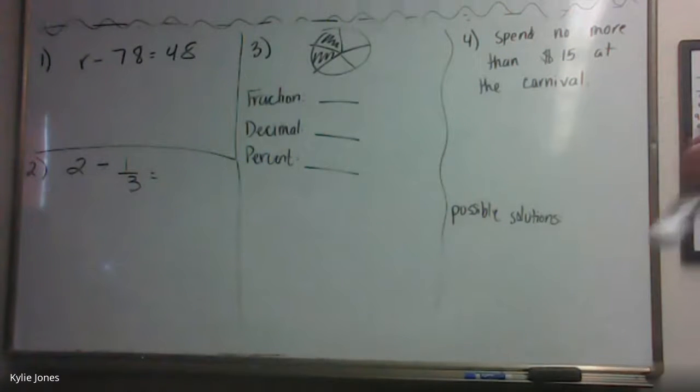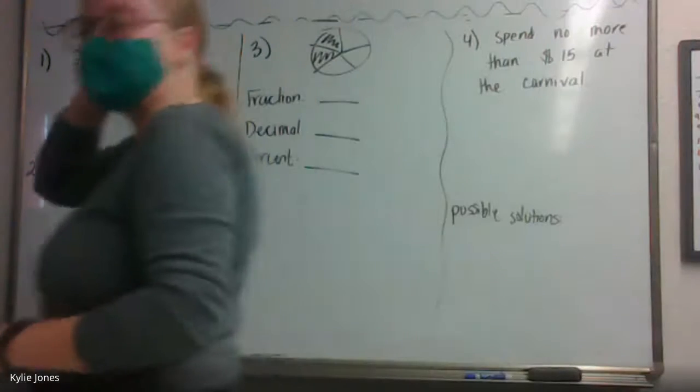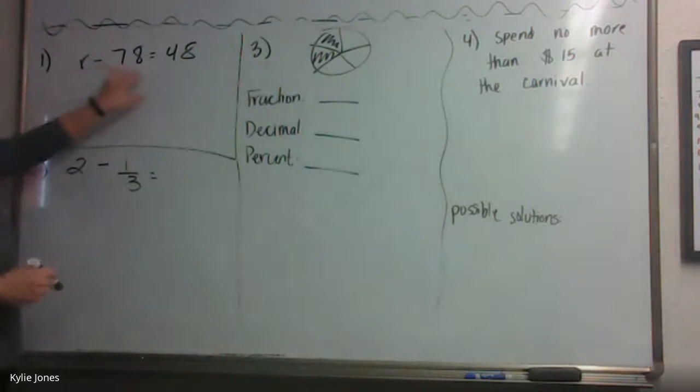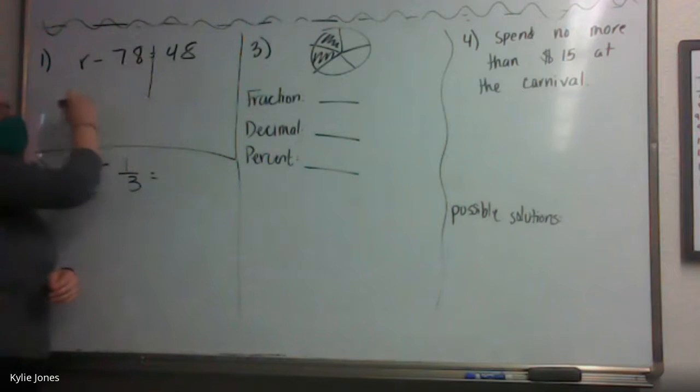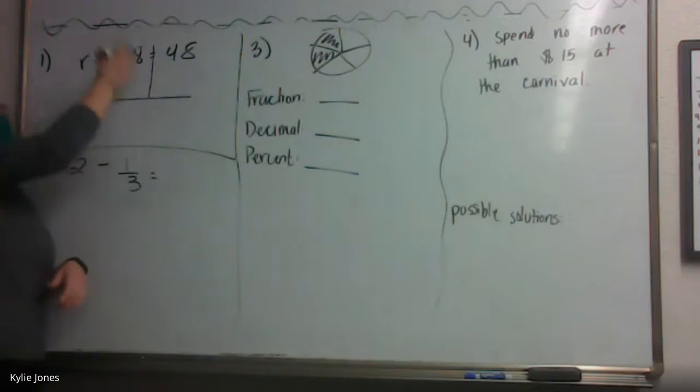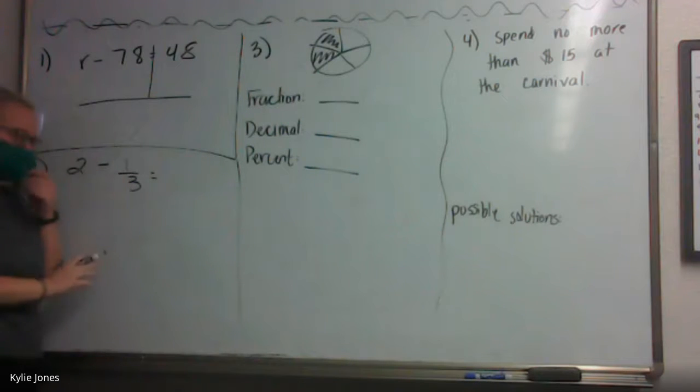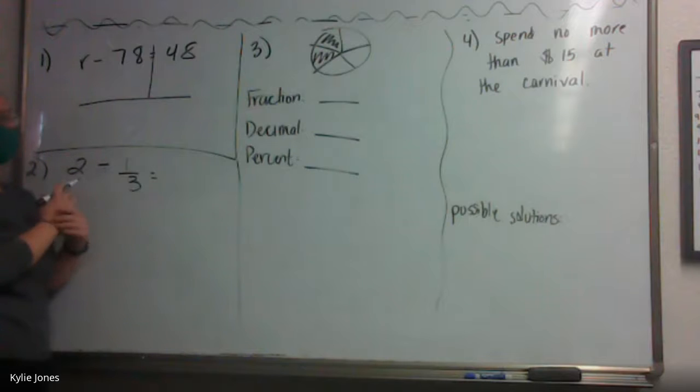Okay. Number 1, we are solving our one-step equation. R minus 78 equals 48. We need to solve for R. Who wants to tell me my first step here? Taylor? Okay, we need to first split our equation down the equal sign so that we have our 2 sides of our equation. Then what? What's our next step? Marty?